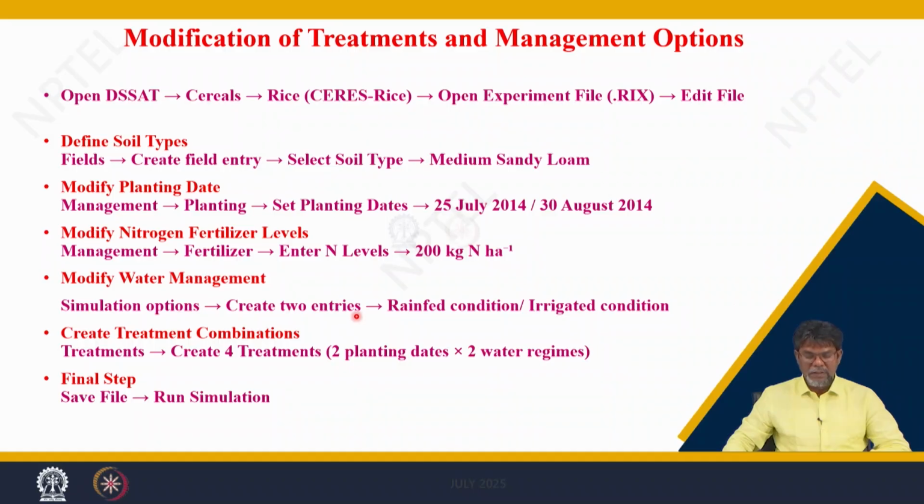So, now you have the treatments, meaning the two planting dates, one is 25 July 2014 and the other is 30 August 2014, and you have the two water managements, that is rain-fed conditions and irrigated conditions. So, 2 into 2, you have a total of 4 treatments. Make these treatments in the experimental file, then save the file and run simulations. So, these are the steps you need to do in the experimental management file.